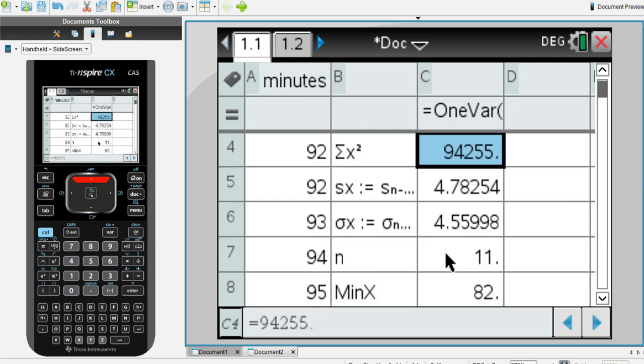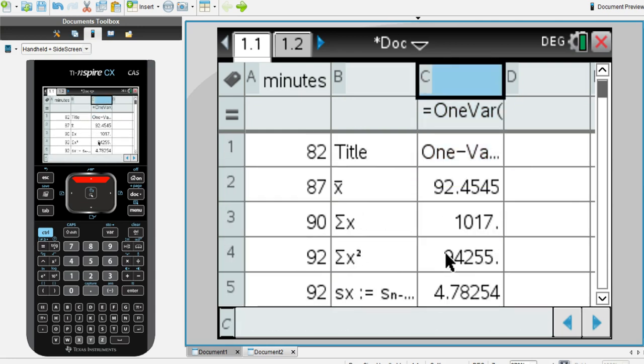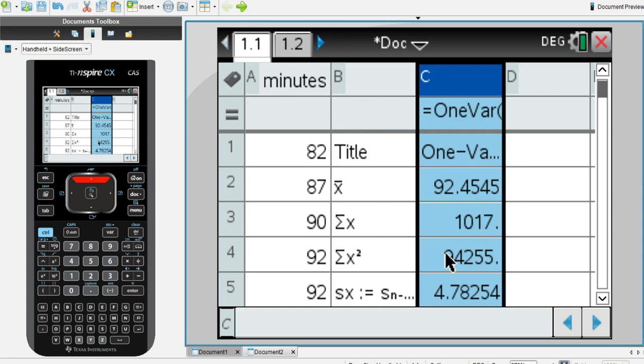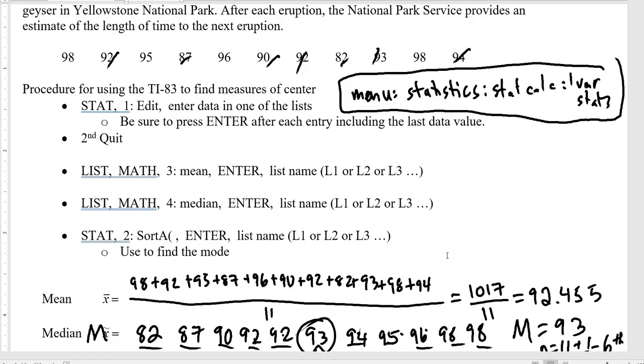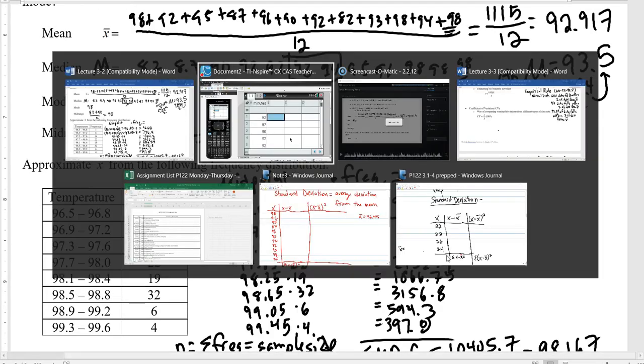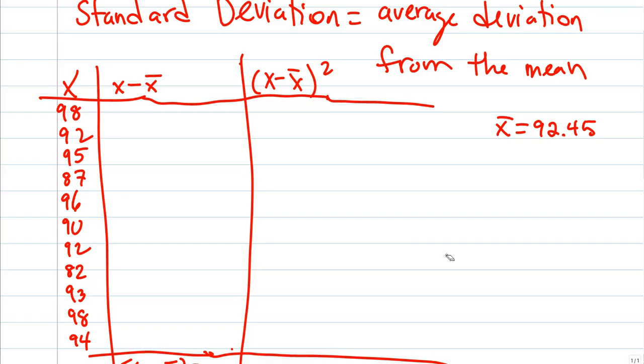I have one more thing I'd like to do. Let's go ahead and clear both of these. Clear them out. And I would like to introduce one more topic with you. So with this set of data, and I do want you to put this on a separate sheet of paper, we're going to calculate the standard deviation.